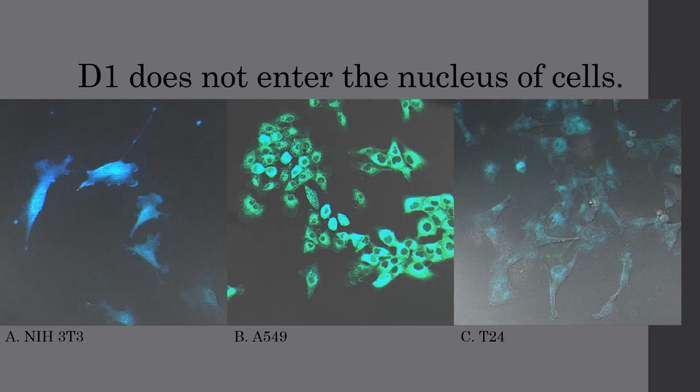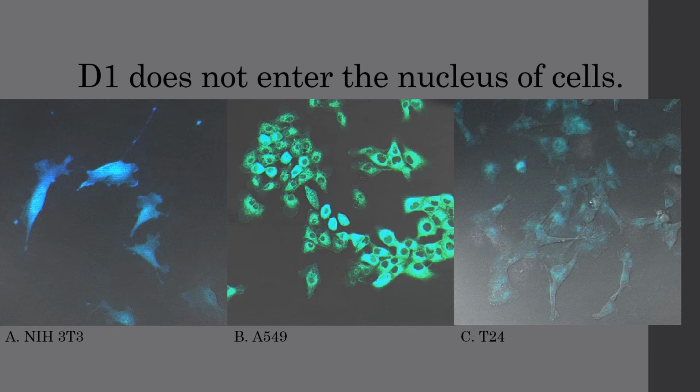Figures A through C here depict the results of confocal microscopy, where cells are treated with D1 and mitotracker green, the latter of which is known to localize to the mitochondria of cells. D1 holds an excitation of 514 nanometers and an emission of 575.23 nanometers, while mitotracker green has a 490 nanometer excitation and 516 nanometer emission. The D1 was added 6 hours before imaging, and mitotracker green added 30 minutes.